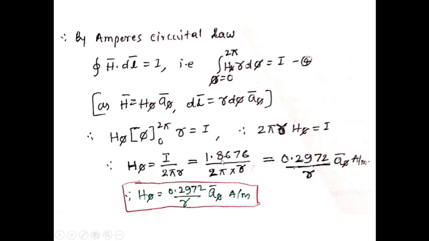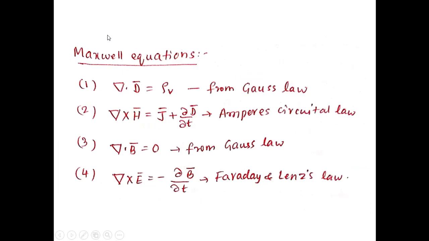Substituting I as 1.8676 and 2 pi into R, we get 0.2972 by R a phi bar ampere per meter. That is the value of H phi, equal to 0.2972 by R in the direction of phi, ampere per meter.